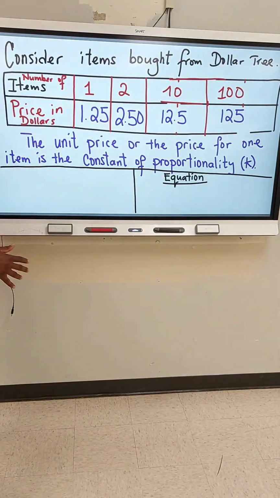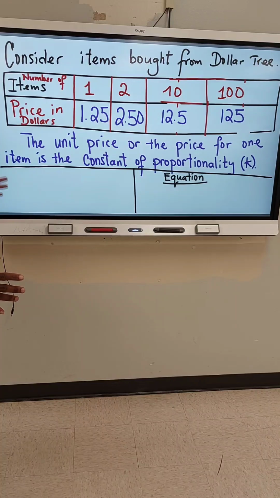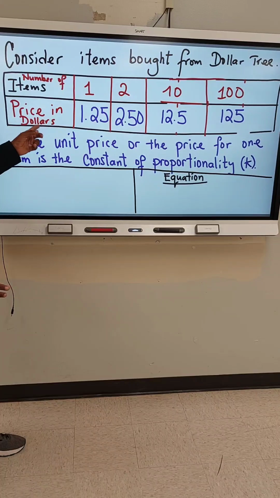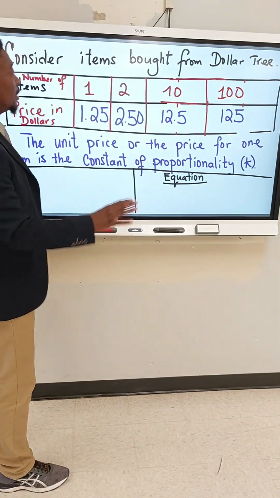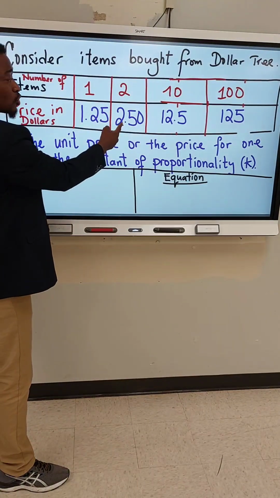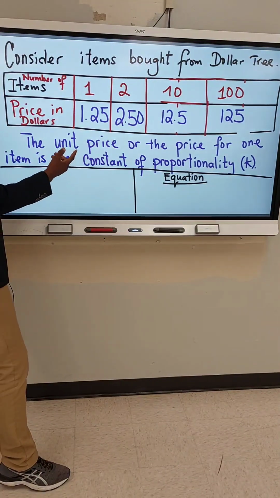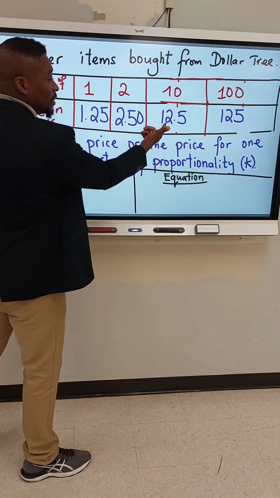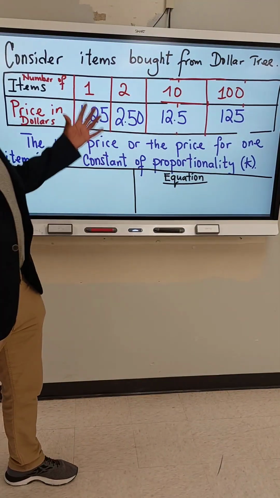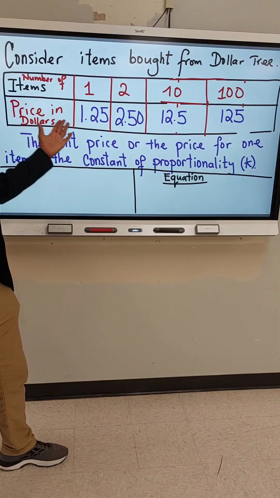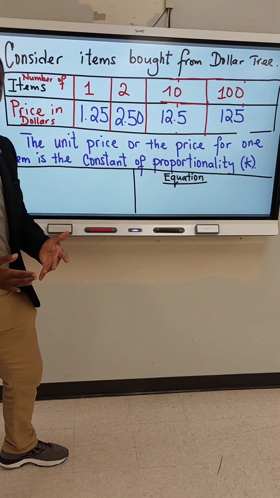So this table represents items bought at Dollar Tree. Okay, so you can see here number of items and the price in dollars. So one item is $1.25, because we're not worried about tax, no nothing. So two items will be $2.50. Okay, and 10 items will be $12.50. Now the question is, are the number of items and their prices proportional?